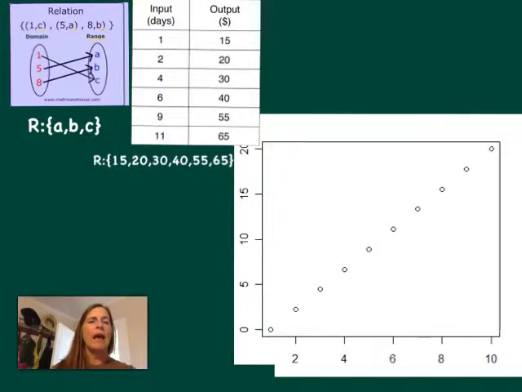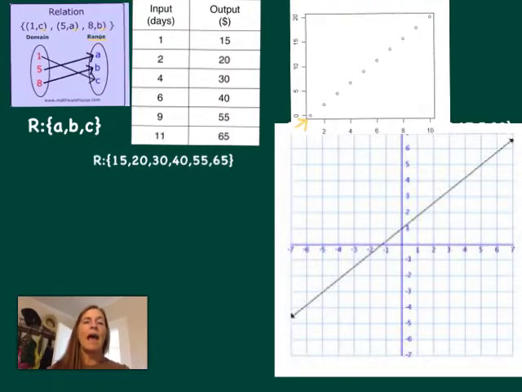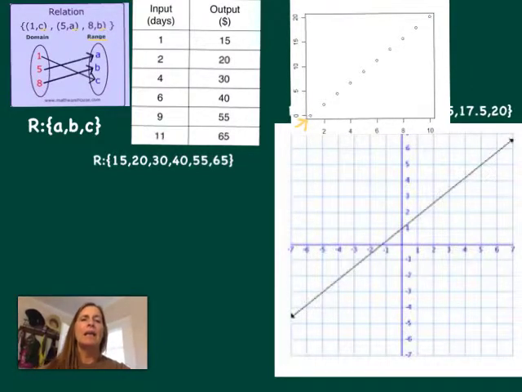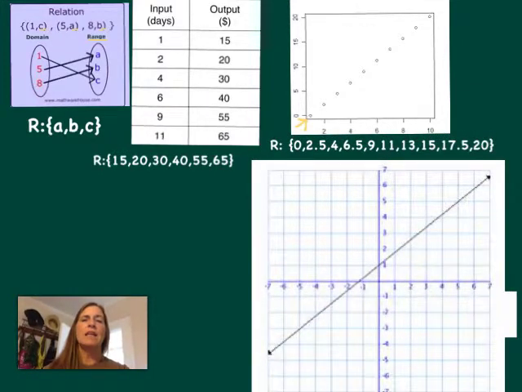Graphically, on the scatter plot, and again we have that funny axis, and I'm going to kind of guess at some of the values here. The range is 0, 2.5, 4, 6.5, 9, 11, 13, 15, 17.5, and 20.